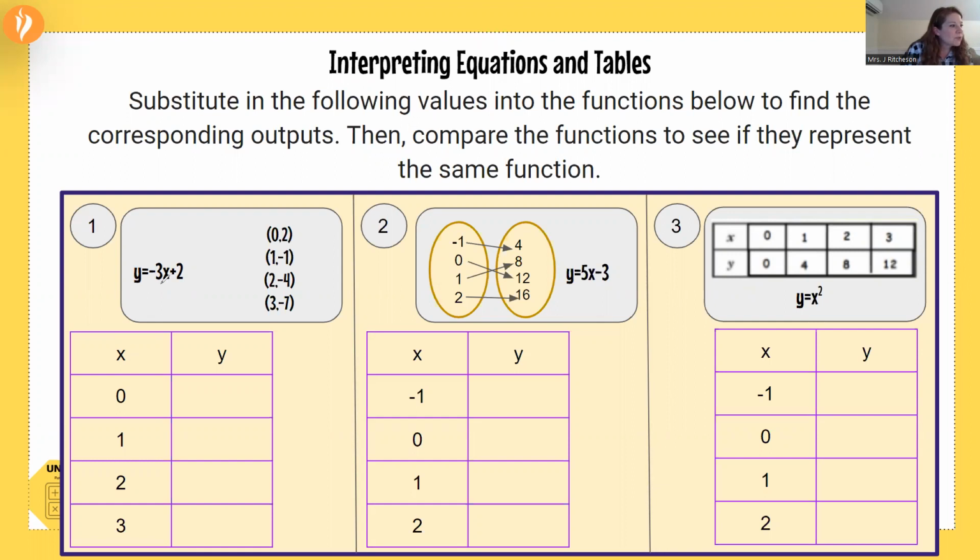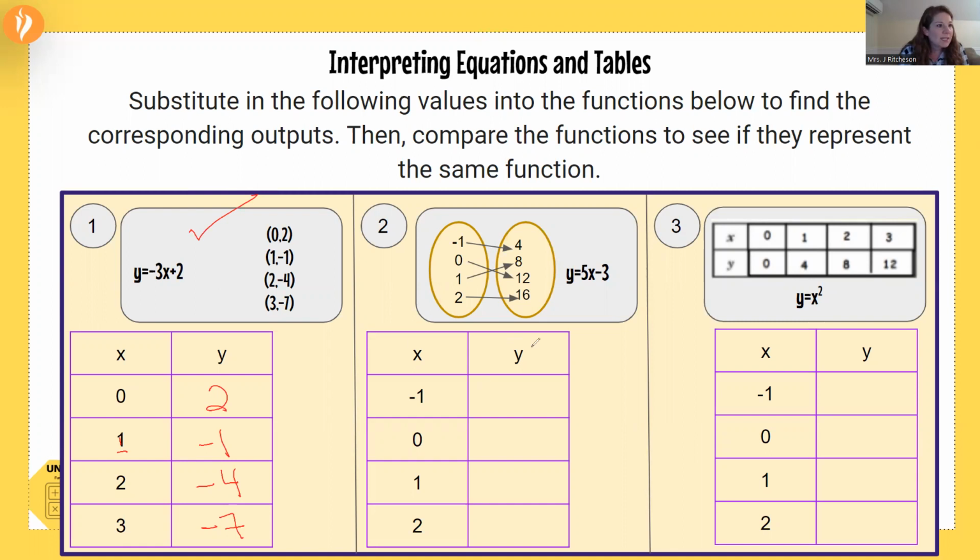All right, so on the first one, if you plug in each of these values for x, -3 times 0 is 0. 0 plus 2 is 2. -3 times 1 is -3. -3 plus 2 is -1. -3 times 2 is -6. -6 plus 2 is -4. And if I plug in 3, -3 times 3 is -9, and -9 plus 2 is -7. So I just proved, because these ordered pairs match this T-chart, that these are the same function.